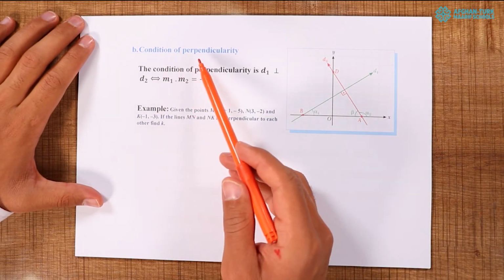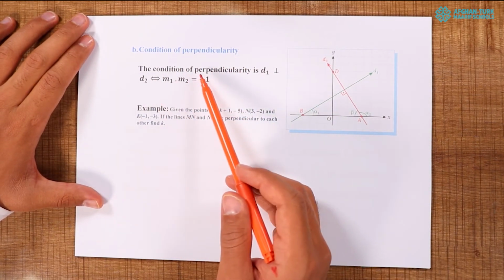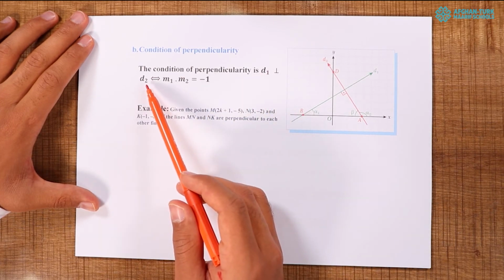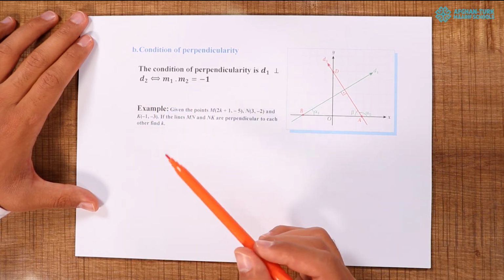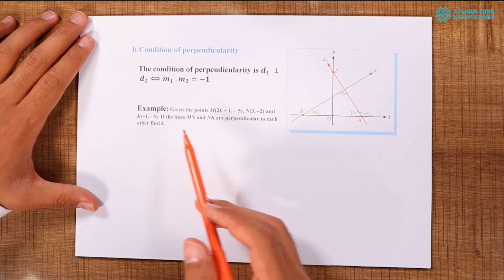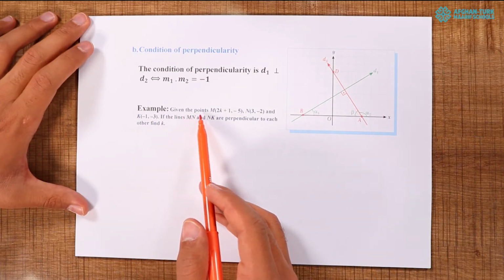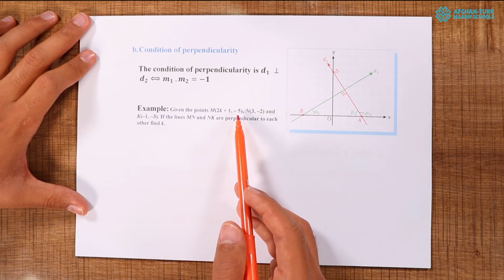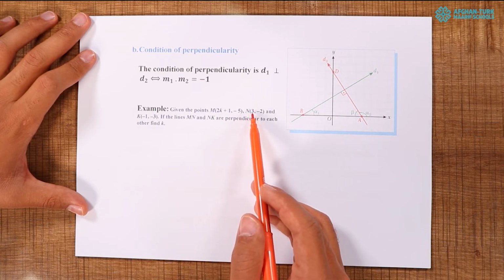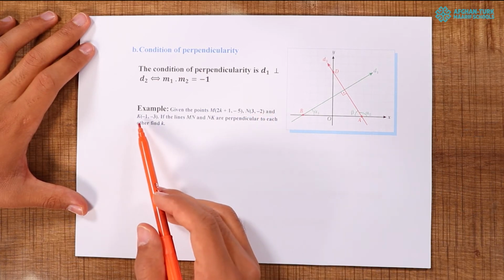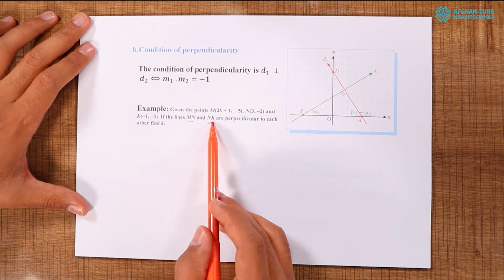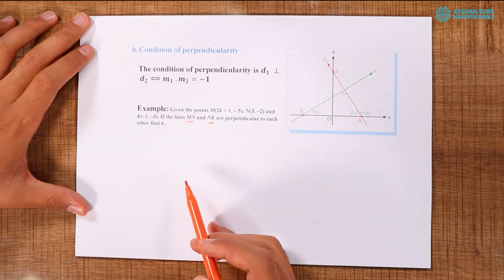Second, condition of perpendicularity. The condition of perpendicularity is if d1 is perpendicular to d2, okay, so m1 times m2 is equal to -1. Example, given the point M, 2k plus 1 and -5, and also N with coordinates of 3 and -2 and K with coordinates of -1 and -3. If the lines MN and NK are perpendicular to each other, find k, okay?